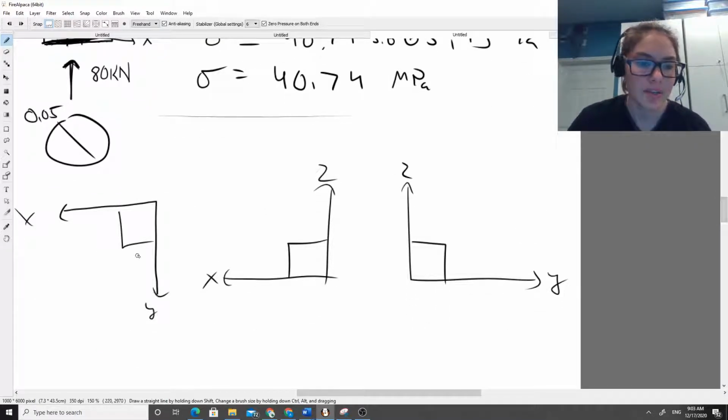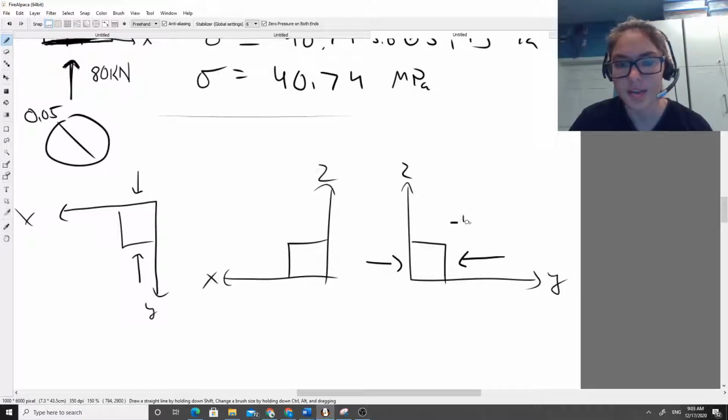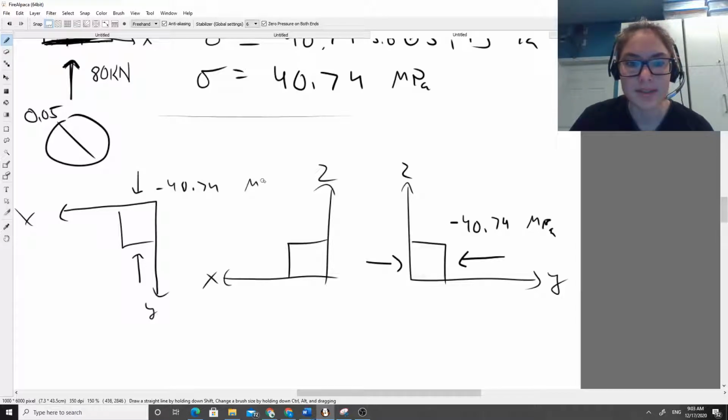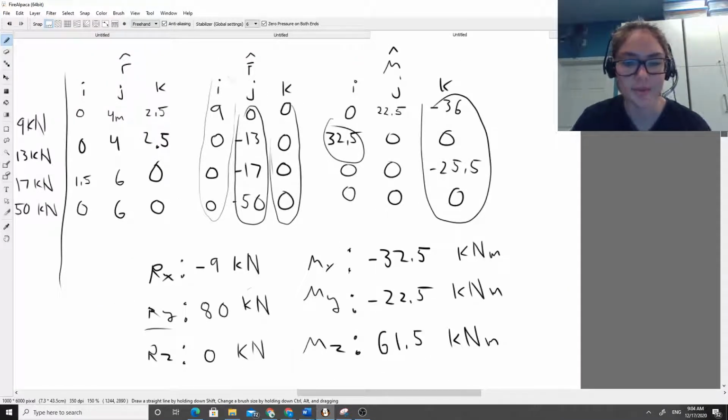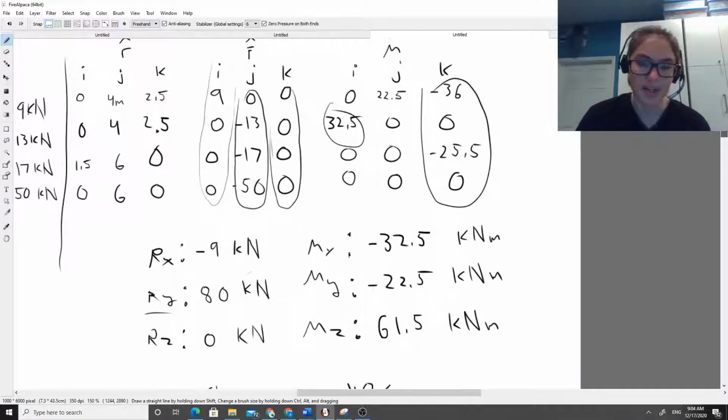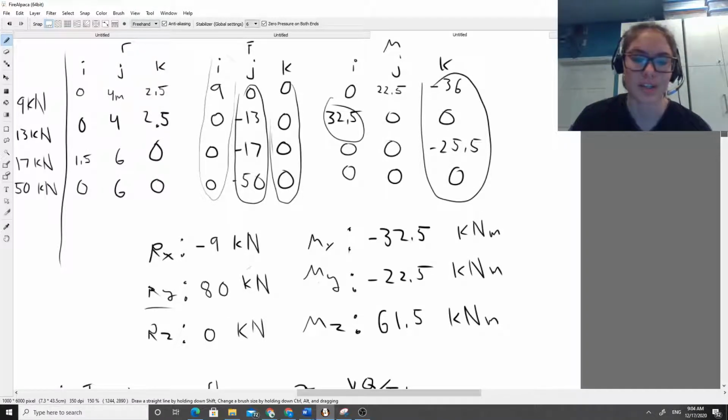So we have a compressive force here at this y direction on this stress block, and a compressive force here on this y direction on this stress block. It's going to be signified by negative 47.74 megapascals. Negative 40.74 megapascals. Okay, and that's done and done. So we're actually through with figuring out where the stresses have been created by our reaction forces. So now let's go figure out where the stresses have been created by our reaction moments.